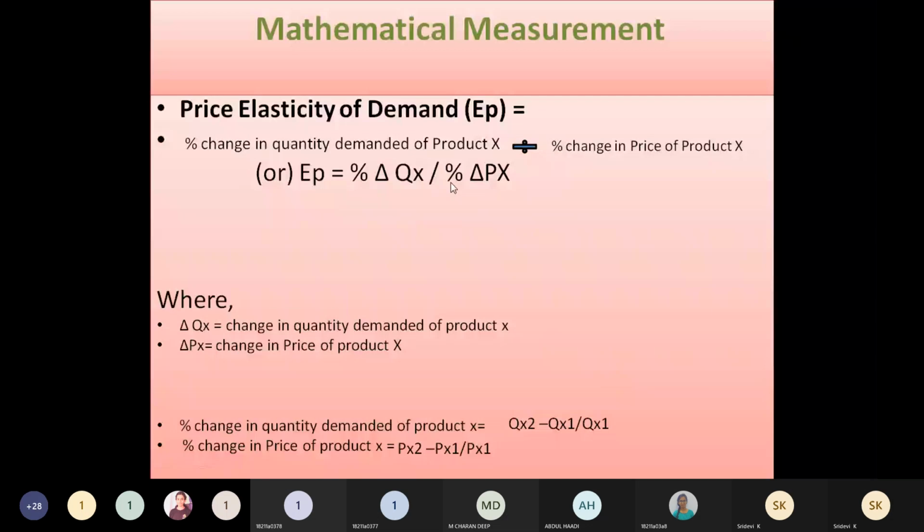So here we are having QX2 minus QX1 divided by, and so on. We can convert this into a simple manner. We can rewrite this like this: QX2 minus QX1 divided by PX2 minus PX1, into PX1 divided by QX1. So in this manner, we can convert this formula into a simple way, because the division that we had has been converted into multiplication here. So for this, how we can measure and identify the different types of price elasticity.